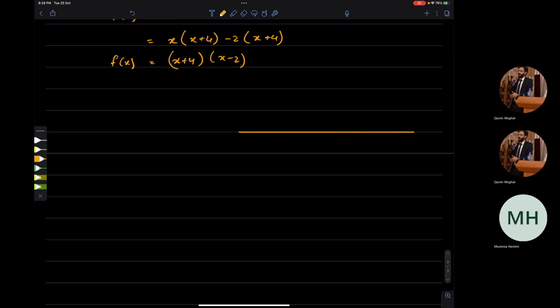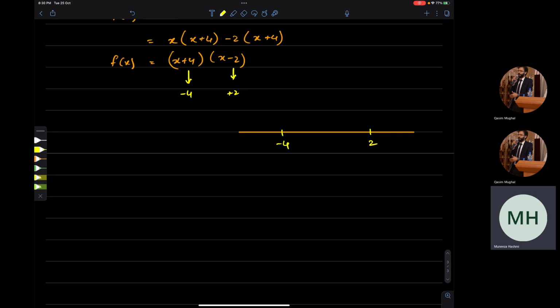So on the x-axis, first of all, just copy these down. This is going to be with the opposite sign. What is it going to be? -4 and +2. Now, clearly, which one is smaller from these two? -4. So that's going to come on the left, and +2 is going to come on the right.